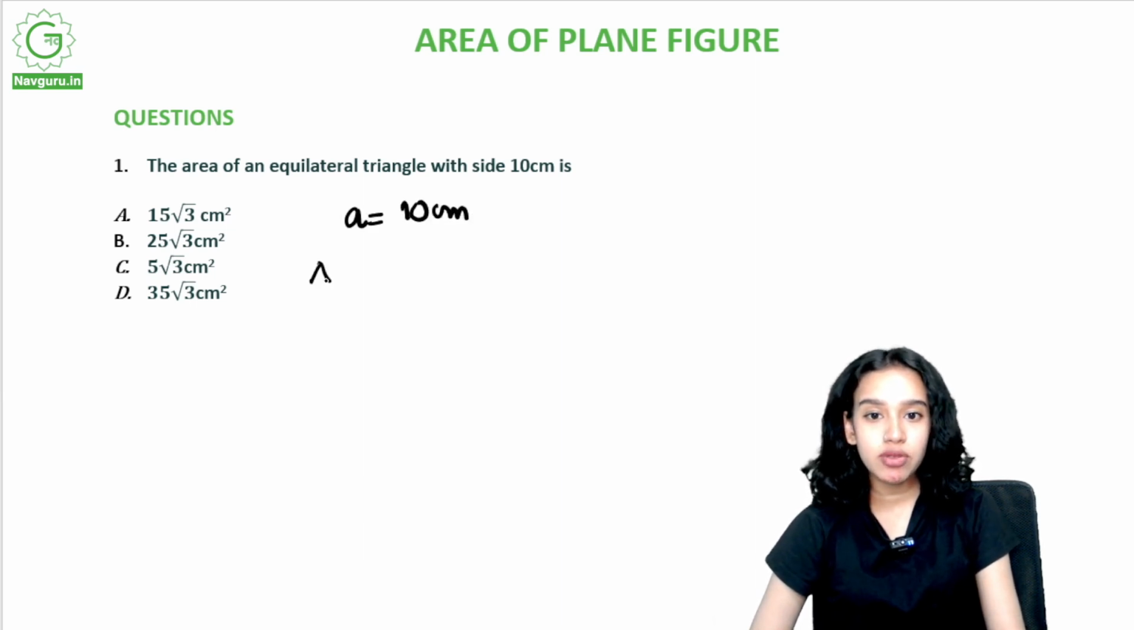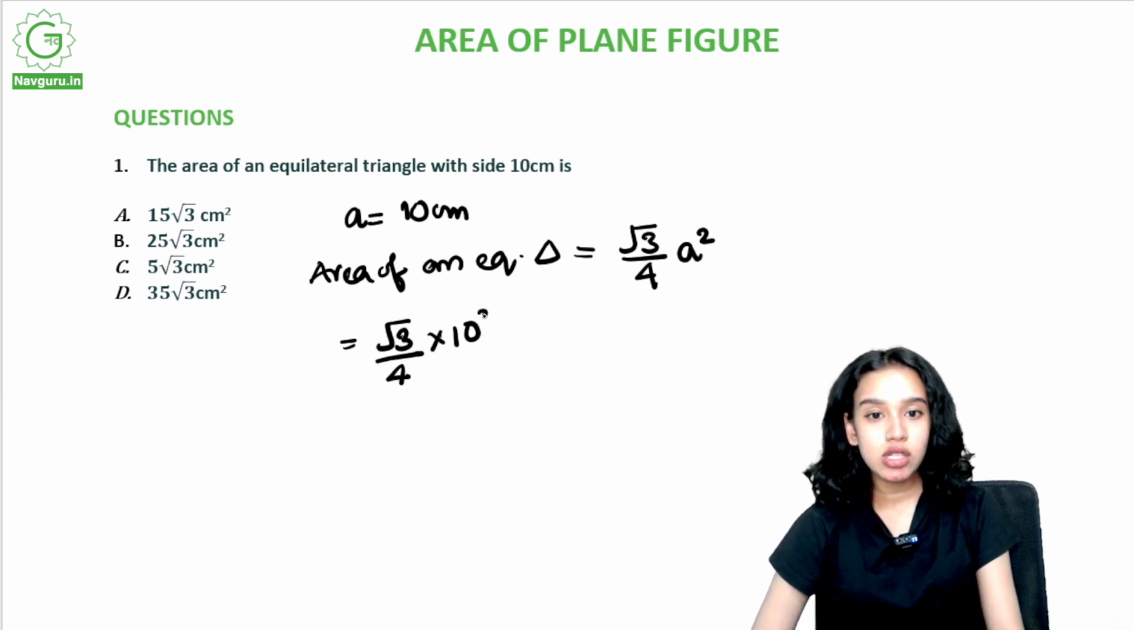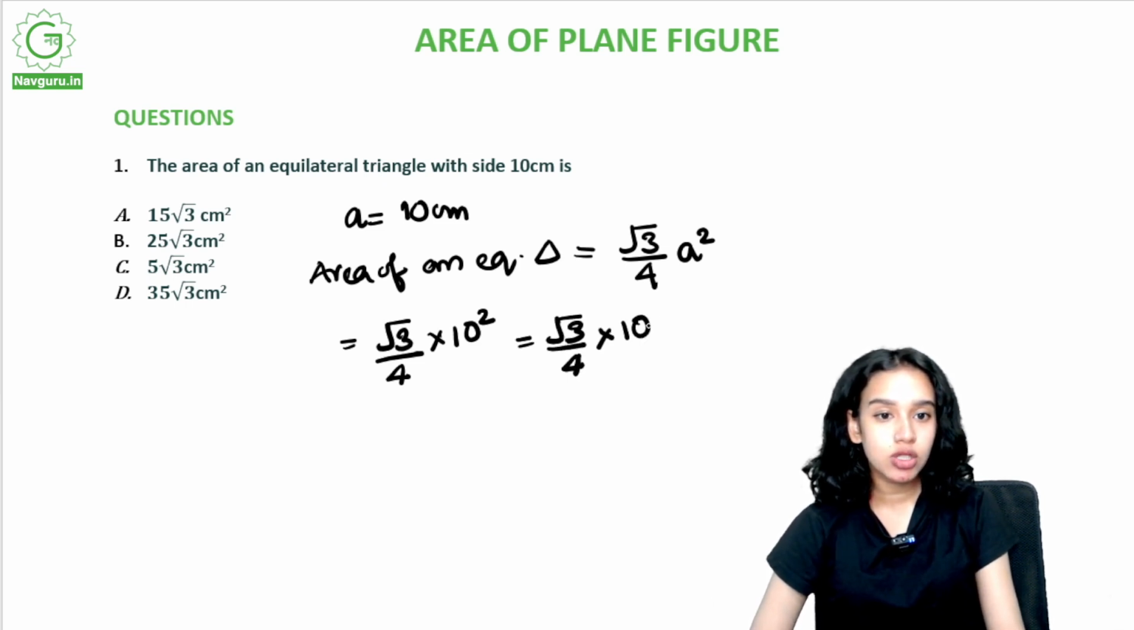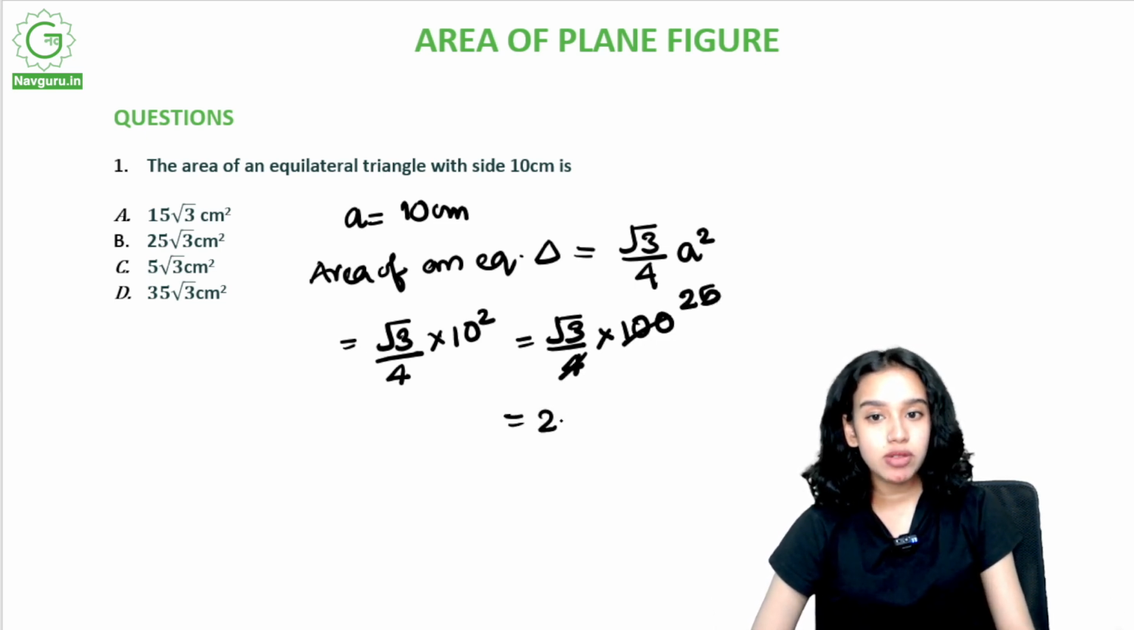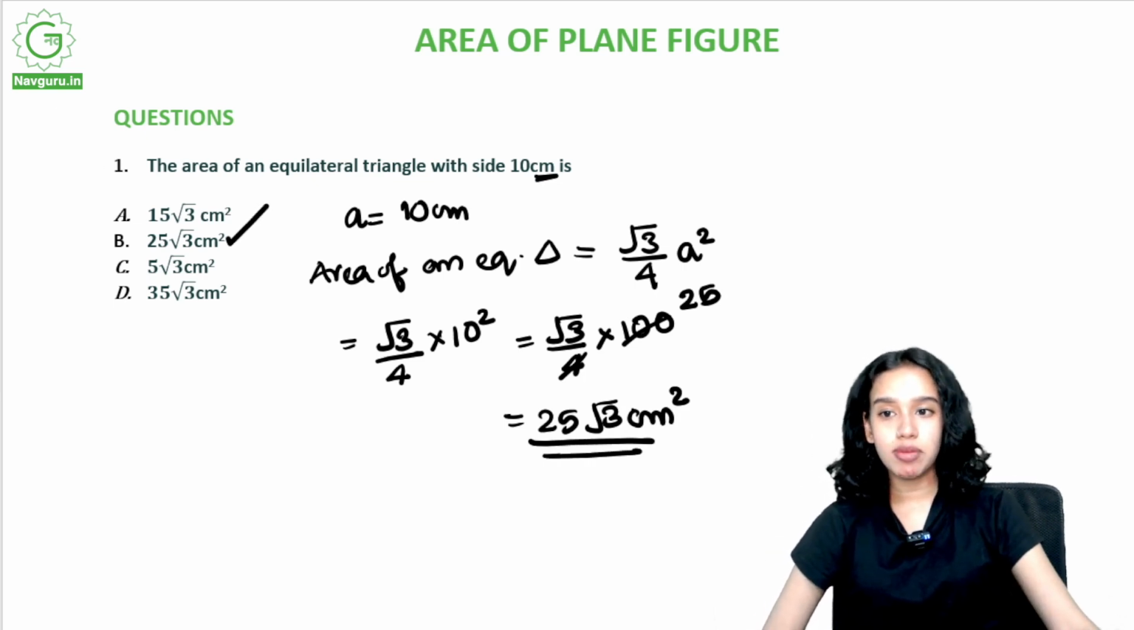So, what is the equation for area of an equilateral triangle? This would be equal to root 3 by 4 A square, right? Now, what is A? A is given as 10. So, this would be equal to root 3 by 4 into 10 square. Now, what is 10 square? 10 square is 100. So, this would be 100 and 4, and 100 could be cancelled out with 25, and the answer would be 25 root 3. If the unit is given in centimeters, the unit of area would be centimeter square. So, the answer is 25 root 3 centimeter square.